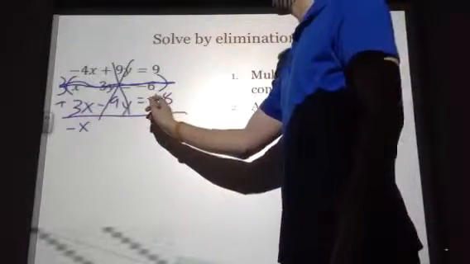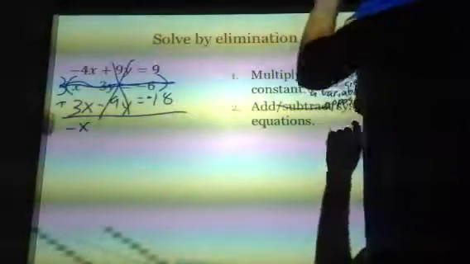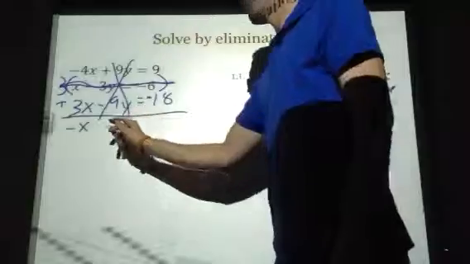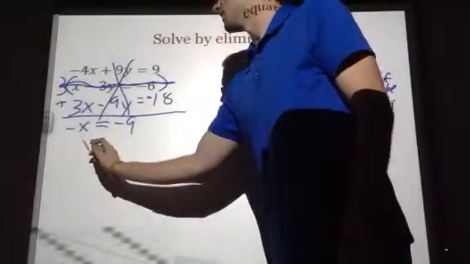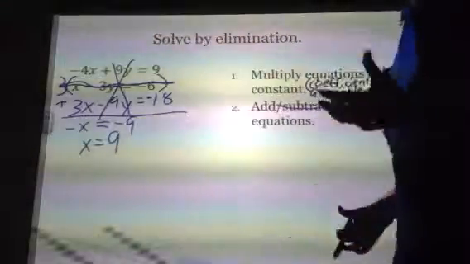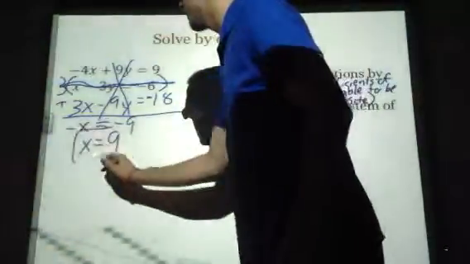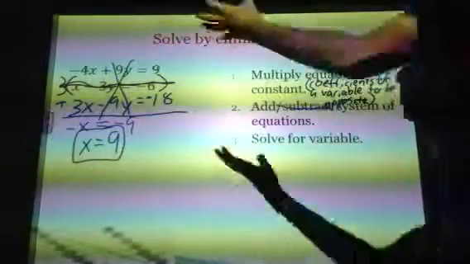that should be a negative 18, because we multiplied that whole second equation by 3. So 3 times negative 6 would be negative 18. So 9 plus a negative 18 is going to be negative 9. So if negative x is negative 9, positive x is going to be 9. Divide both sides by negative 1. Alright, so now we have one of our variables. Okay, solve for a variable, that's what we just did.